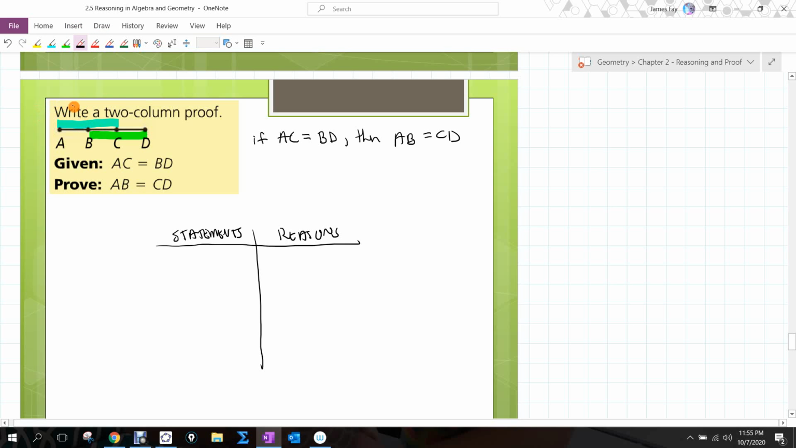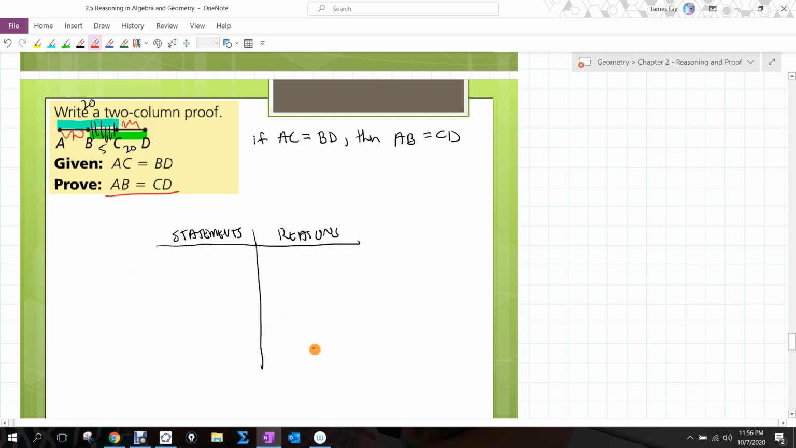Let's say they're both 20 units. Do they both have BC as part of them? Let's say BC is 5 units. If I remove that 5 units from both 20s, you're going to get this distance right here to be 15, and you'll get that distance there to be 15. That's AB and CD. They'd both be 15. They'd be equal, like it's saying right there.